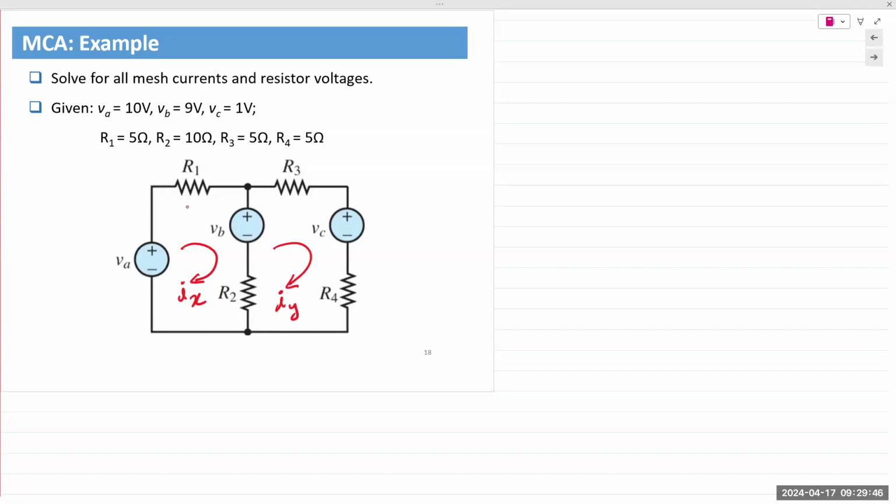So let's draw out mesh 1. Mesh 1 comprises the voltage sources VA and VB, and let's draw it out here, and the resistors R1 and R2.